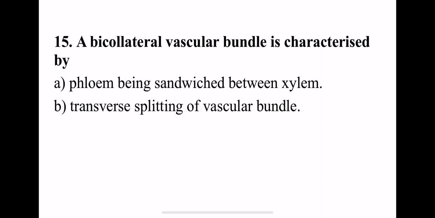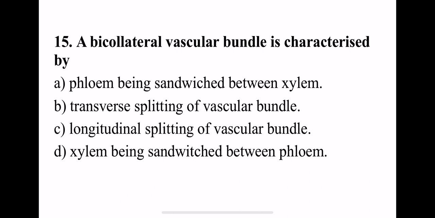The next is, a bicollateral vascular bundle is characterized by bicollateral phloem being sandwiched between xylem, transverse splitting of vascular bundle, longitudinal splitting of vascular bundle, xylem being sandwiched between phloem. So what is bicollateral? Bicollateral is a type of conjoint vascular bundle. In the conjoint vascular bundle, phloem and xylem are present, and in between that it has a cambium. But here, on either side it has a phloem and in between it has a xylem. Option A is the correct answer. Phloem being sandwiched between xylem.